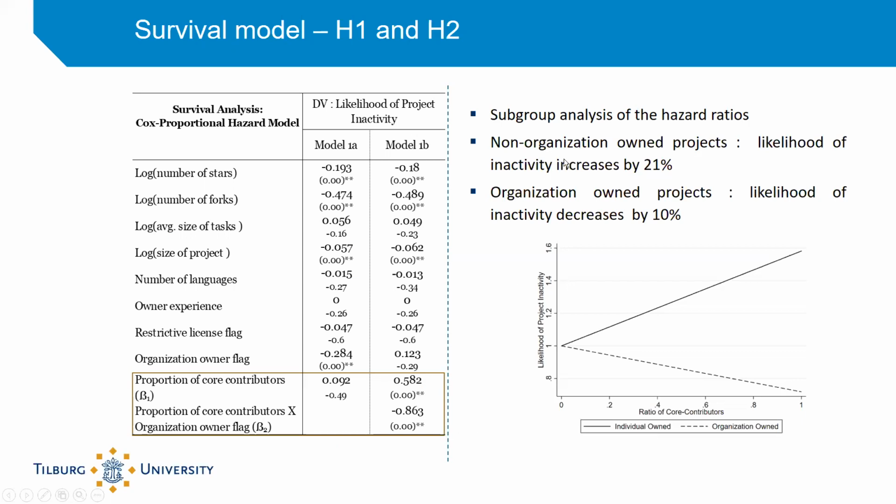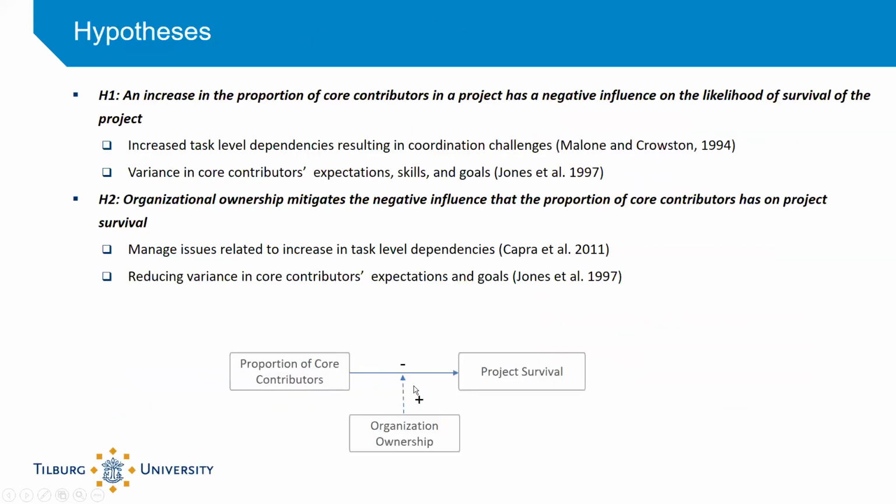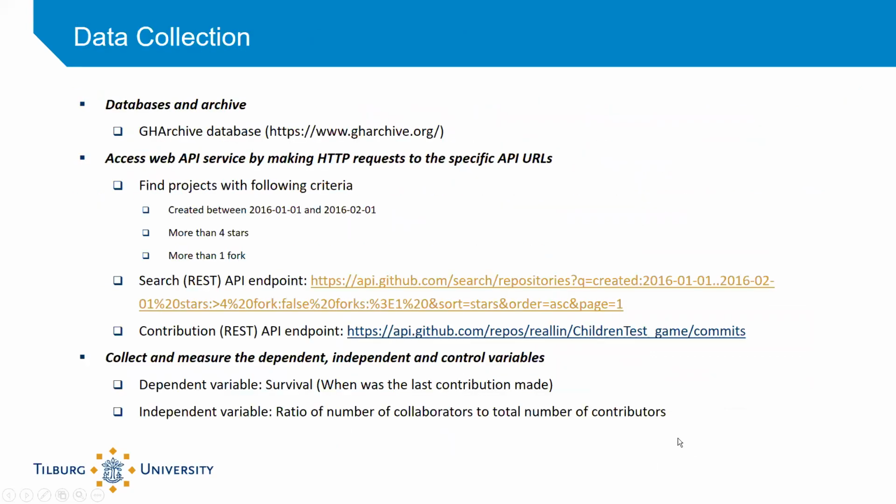And then the last part is to interpret it. So a basic interpretation looks like this. As the ratio of core contributors increases from 0 to 1, the likelihood of inactivity increases by 21%. And when projects are owned by an organization, the likelihood of inactivity decreases by about 10%. So both these relationships are found to be satisfied in our model in this example.